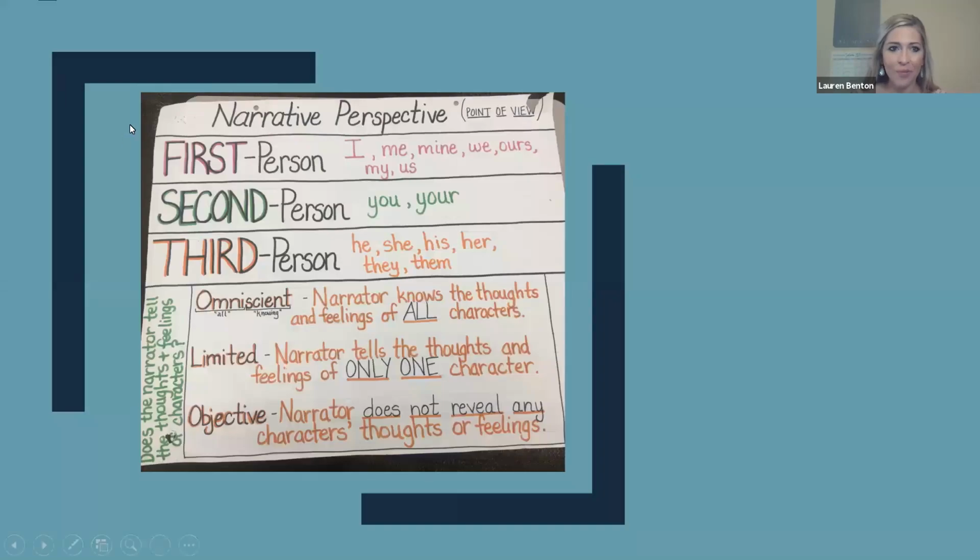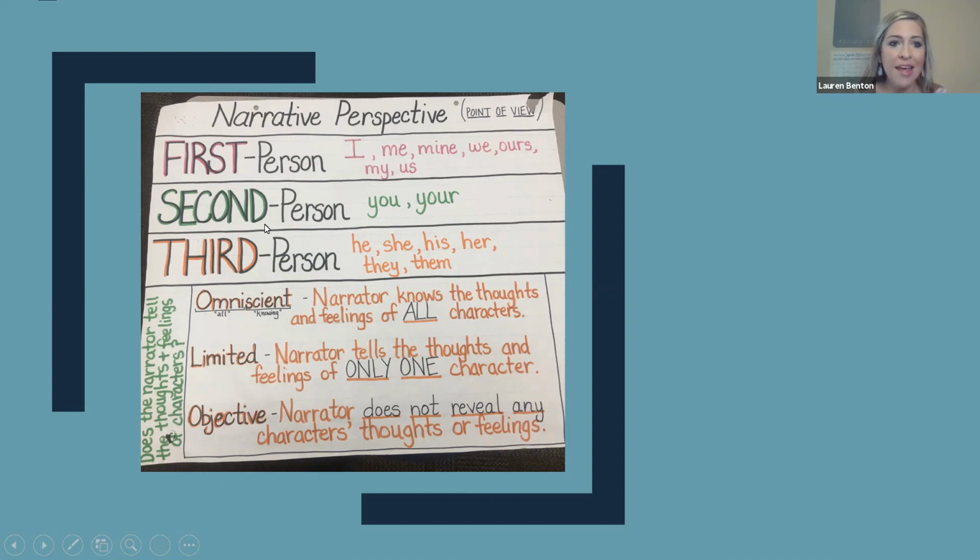Hello, everyone. We are continuing on learning about point of view. We wrote this chart in our reading journal, but I wanted to go over it quickly. So first person, that is when the narrator is a character in the story. You can tell this by pronouns such as I, me, mine, we, ours, my, us.